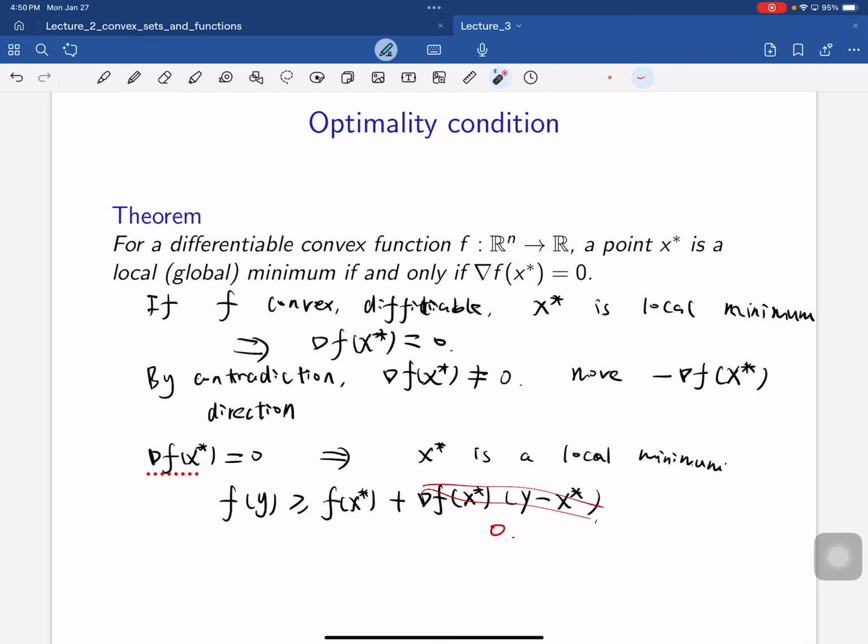No. Why is that? Saddle, it can be a saddle point. Yeah, exactly, right. Can you give maybe a counterexample? X cubed. Yeah, exactly, right, x cubed. So if f is non-convex, right? So the gradient of f at x star equals 0 does not imply local minimum.